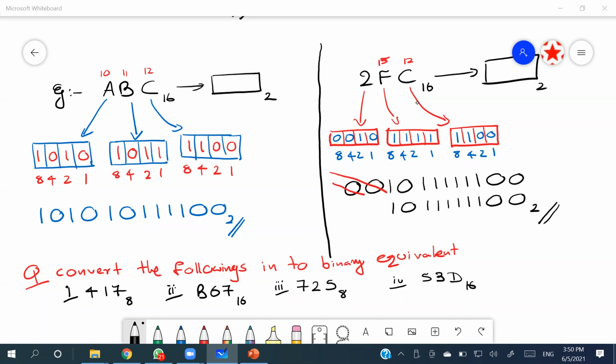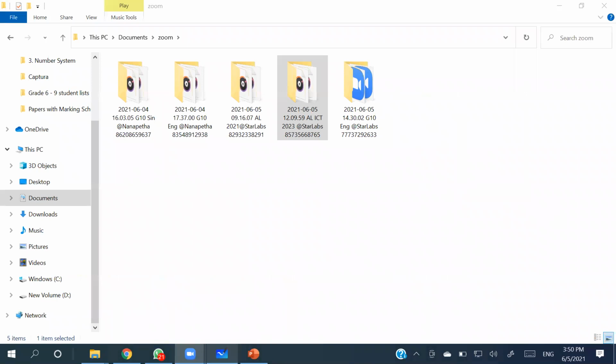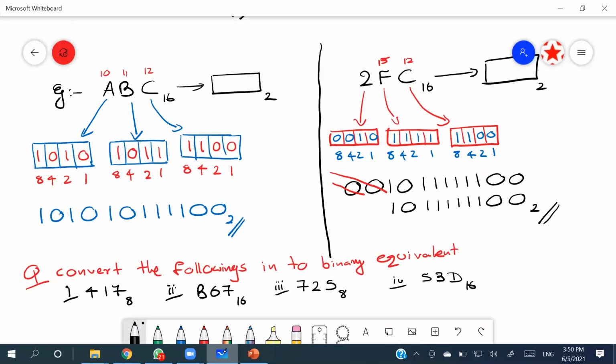Osanda, second. Osanda, there's a problem with the second one. B67 is a hexadecimal one. The base is slightly wrong. Samitu, the third one. Yes, that is correct, Samitu. And Ravidu, wait, I'll put it on the whiteboard. Hold on. Yeah, it's 53D.